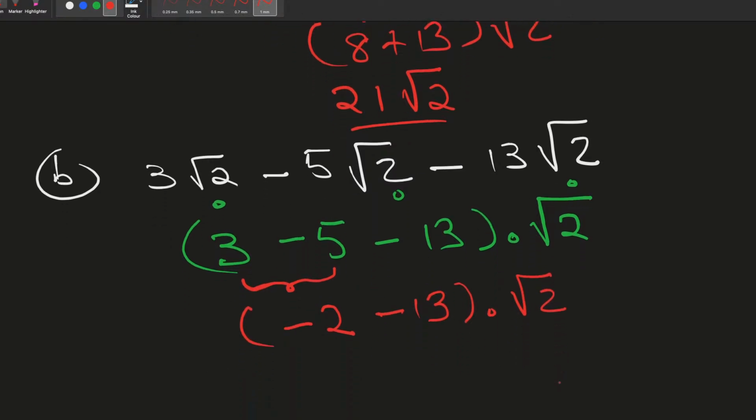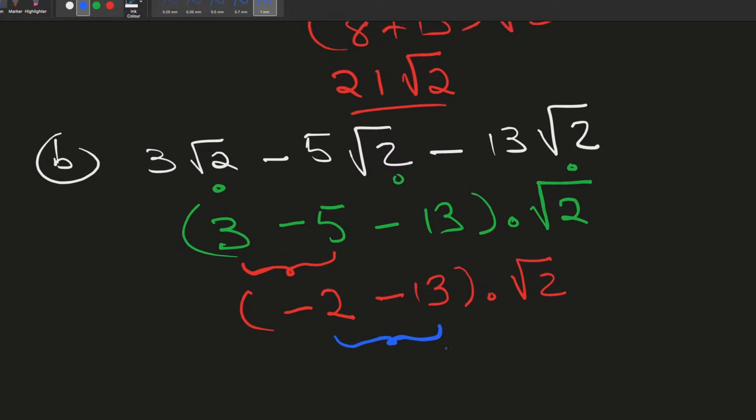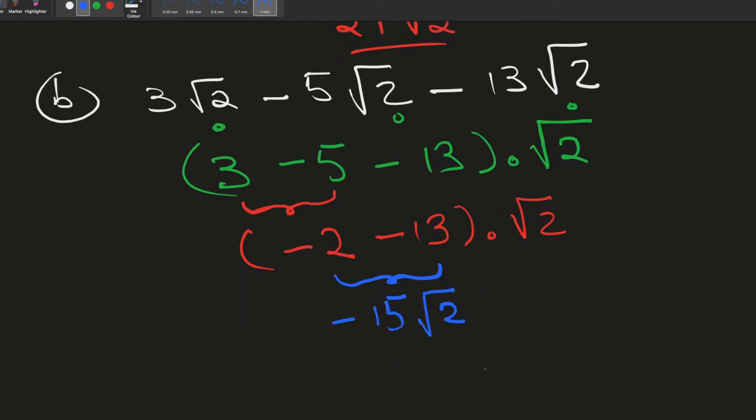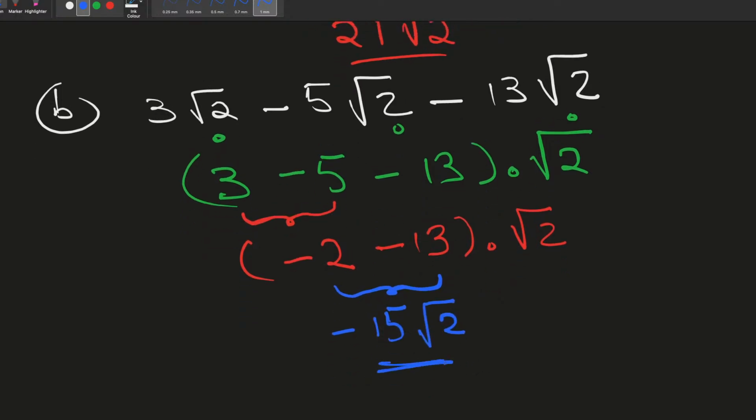Minus 2 minus 13. This is all about being able to understand your integers. That will give us minus 15 root 2. So that is our answer for it.